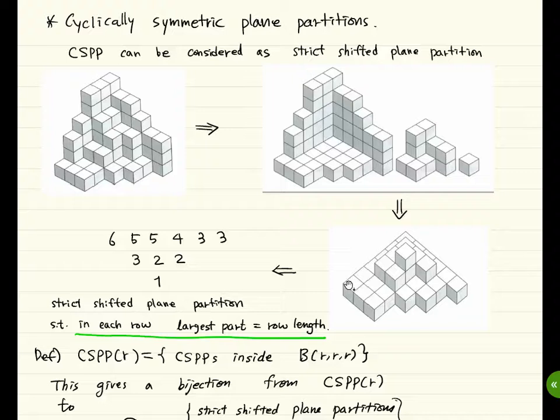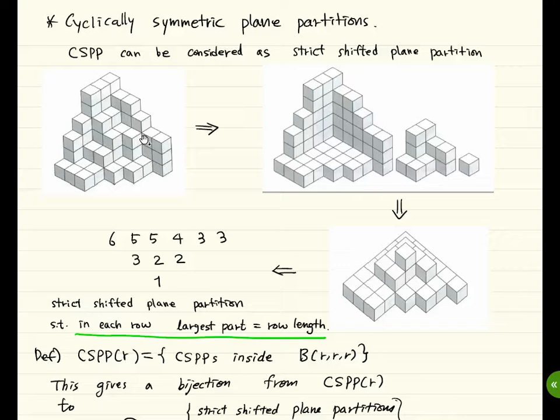What is this? The largest part in this first row, 6. This is the number of parts: 1, 2, 3, 4, 5, 6. So here, we must have this condition. In each row, the largest part, or the first part, is equal to the row length, or the number of parts in that row. 6 is equal to the number of parts here, 1, 2, 3, 4, 5, 6. 3 is equal to the number of parts in the second row, 1, 2, 3. 1 is equal to the number of parts, 1. And these characterize shifted plane partitions coming from cyclically symmetric plane partitions.